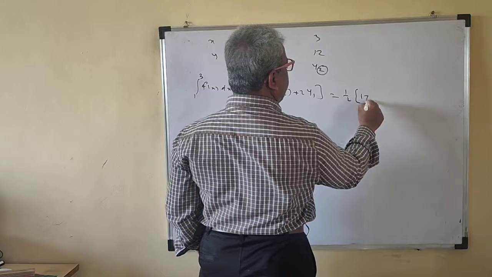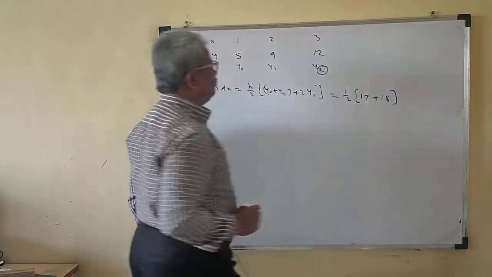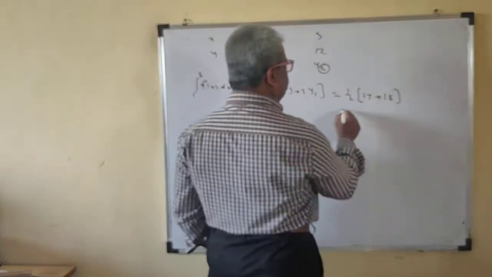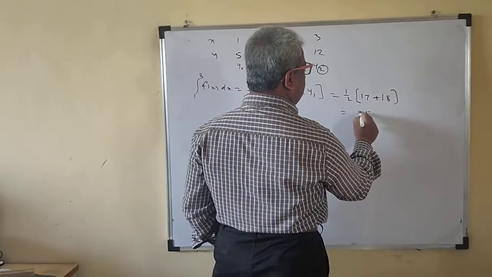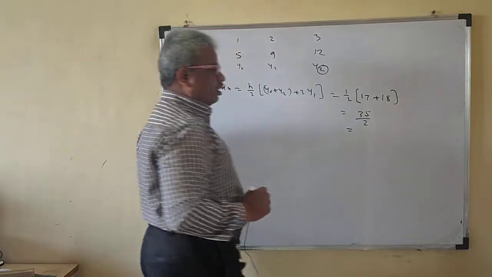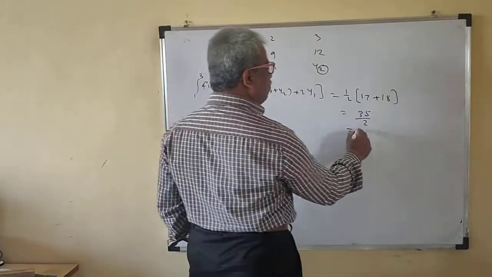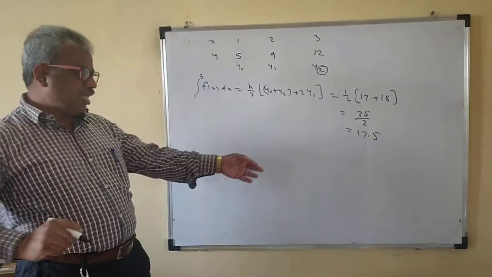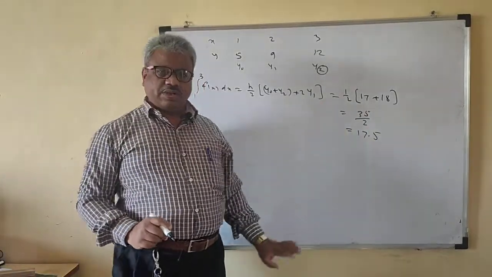5 plus 9, this is 17, plus 18 now. So 9 into 2 is 18. So now this is 18 plus 5, that is 35 by 2, which is 17.5. So just check the answer: 35 by 2 or 17.5.